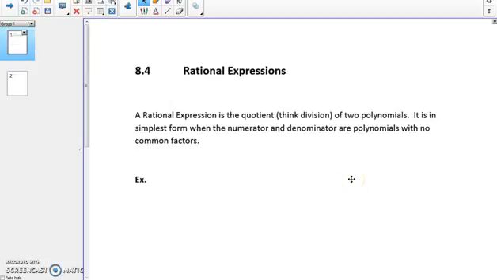Alright guys, we're going to try and use a new piece of technology today for 8.4, rational expressions. I'm hopeful that this thing works out, so keep your fingers crossed.